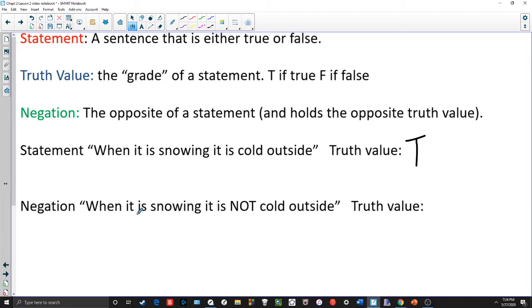The negation would be, when it's snowing, it is not cold outside, and that would have a truth value of false, because if it's snowing, it has to be cold outside. There's no other way for it to be snowing unless it is cold outside. And notice here that we use the word not. A negation usually includes the word not in it. I guess there are some ways you can do it without using that word directly, but it usually has to have some form of not in it in order to be a negation. But that's all it is: it takes the statement before and just inserts a not in there to make it a negation. And again, opposite truth value.